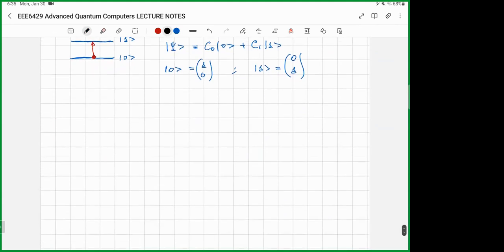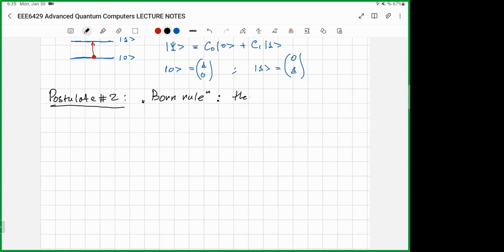So the second postulate, number 2, also known as the Born rule. Born is the name of a scientist, Max Born, a very famous person, who basically introduced this concept, and for this concept he got the Nobel Prize.